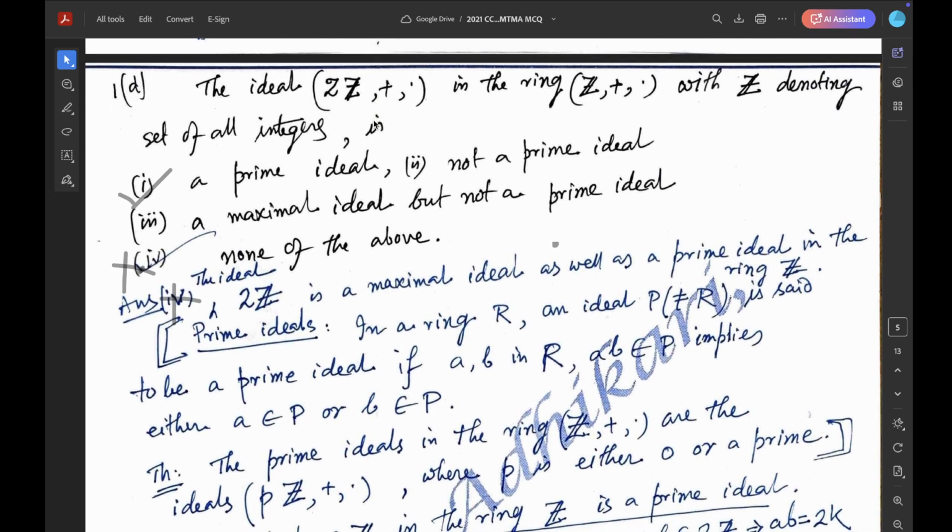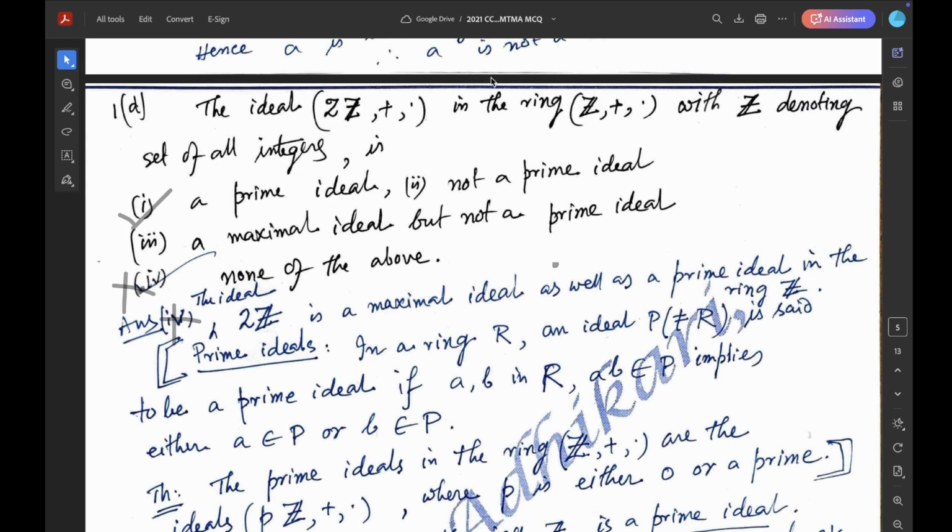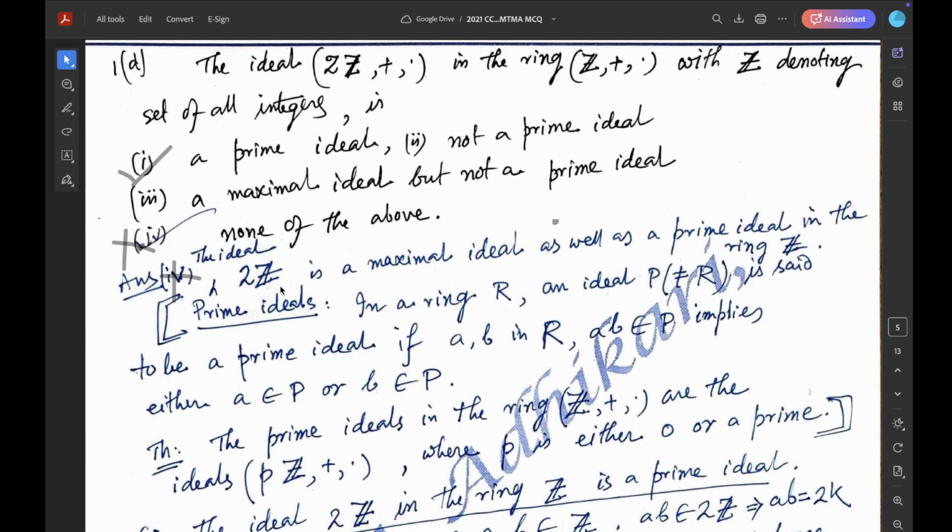Actually, we know the ideal 2Z is a maximal ideal as well as a prime ideal in the ring Z. Actually this is the statement. So 2Z is a prime ideal is the correct option, and it is a maximal ideal as well.